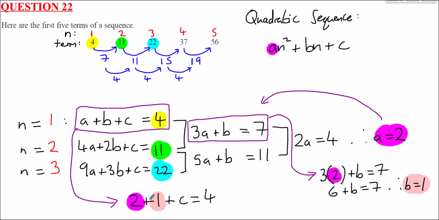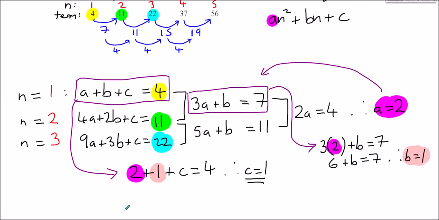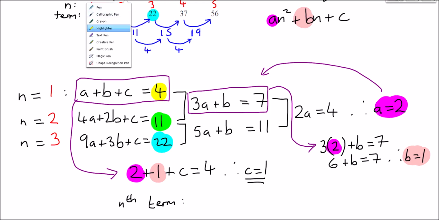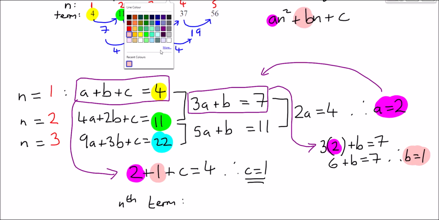Well, fairly obviously, 2 add 1 is 3, 3 plus something is 4, so therefore C again would also have to be equal to 1. So therefore, the nth term for this one, all we need to do now is plug in our values for A, B and C into this original generic expression. So we now know that A is 2, we know B is 1, and as well as that we also know that C is 1 as well.